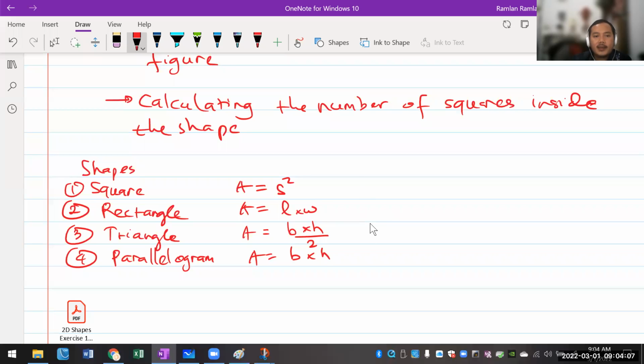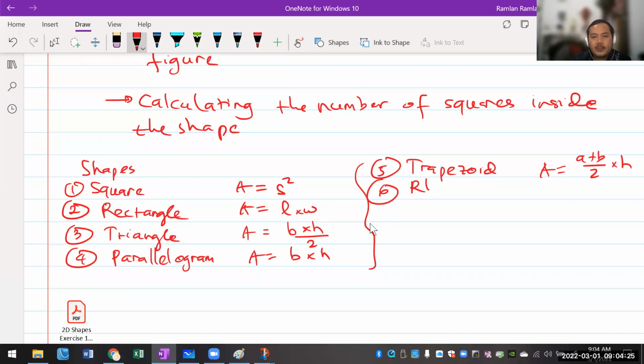And the next one is the trapezoid, and the area will be a plus b, where a and b are the parallel sides, times the height, divided by 2. Then number 6 is going to be a rhombus and a kite. Rhombus and kite have the exact same formula for the area: diagonal 1 times diagonal 2 divided by 2.